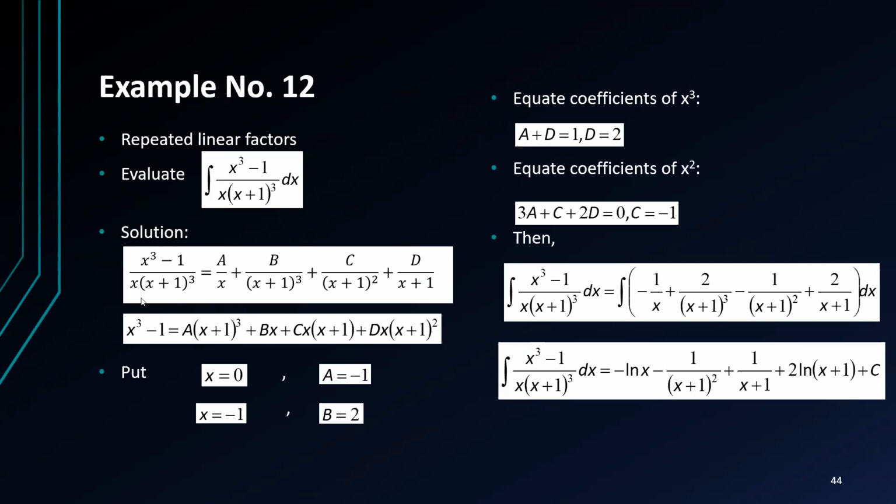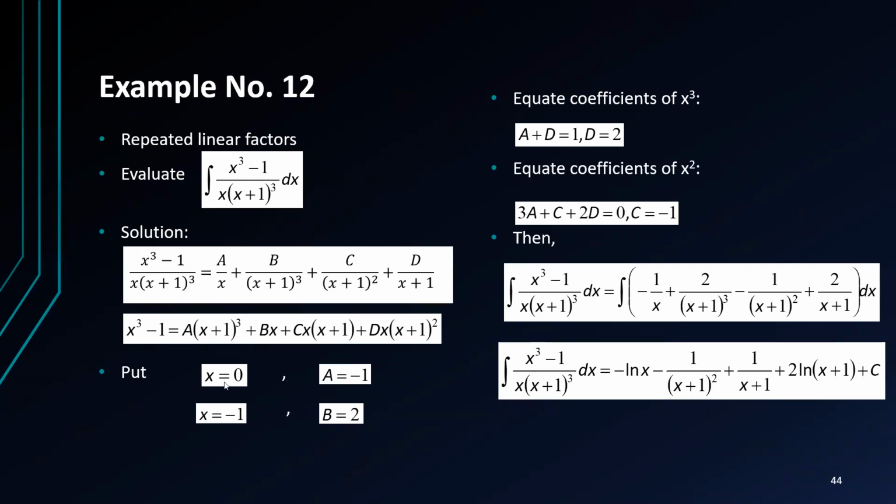So, then, multiply mo to ng x times x plus 1 cubed lahat. Nalabas is x cubed minus 1 is equal to a times x plus 1 cubed plus b times x plus c x times x plus 1 plus d x times x plus 1 squared. Okay? So, ito pababa to kung 4, 3, 2, 1. Ganun ang style niya. Repeated linear factors.